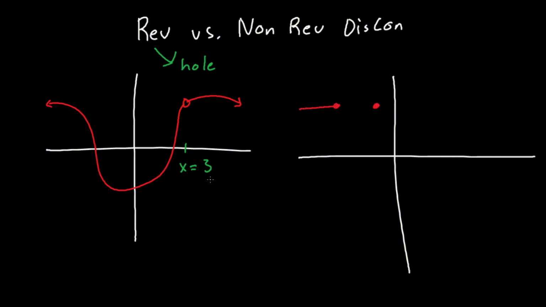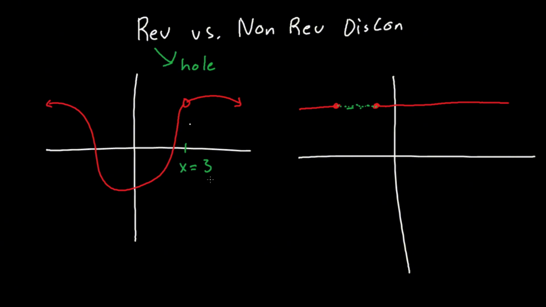This is also non-removable. And the reason why is because you can't just plug in a point. This actually requires you to plug in an infinite number of points before this function becomes continuous. Now, why is it an infinite number of points?